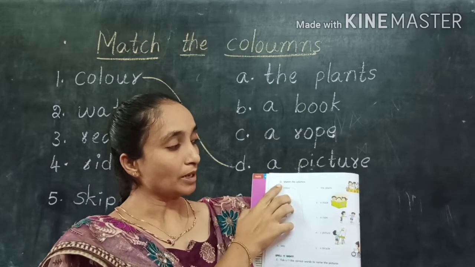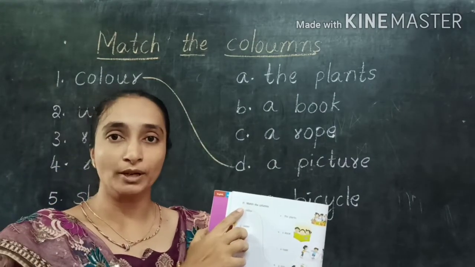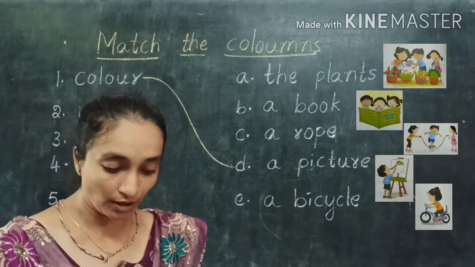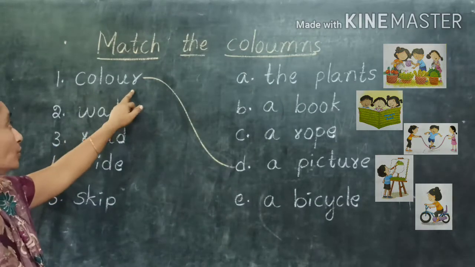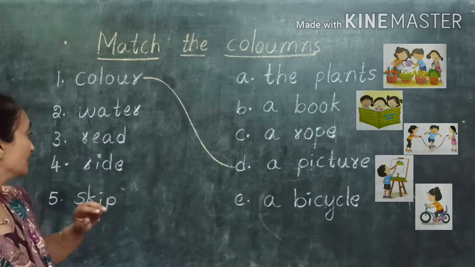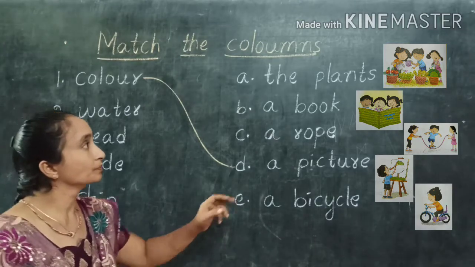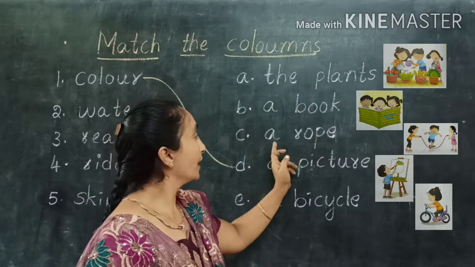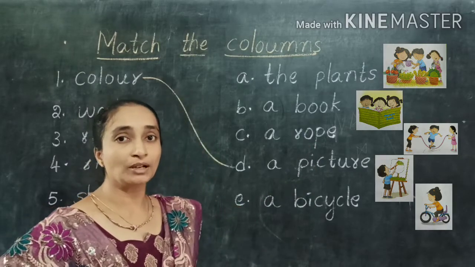Here is the Roman number D, match the columns. We can start today. So here we have written on the board the match the columns. The first one is color, C-O-L-O-U-R, color, W-A-T-E-R, water, R-E-A-D, read, R-I-D-E, ride, S-K-I-P, skip. And on this side we have written column B: the plants, a book, a row, a picture, a bicycle. So let us do the matching.